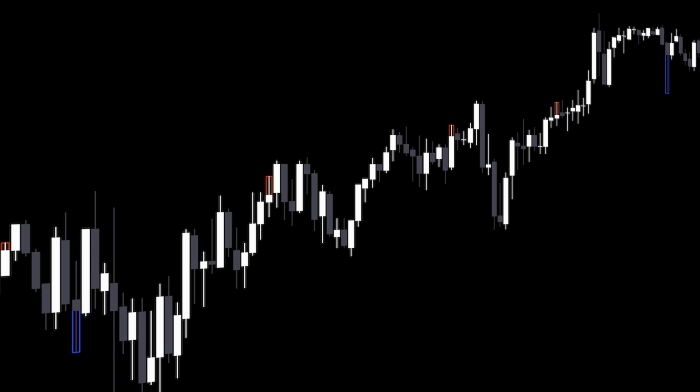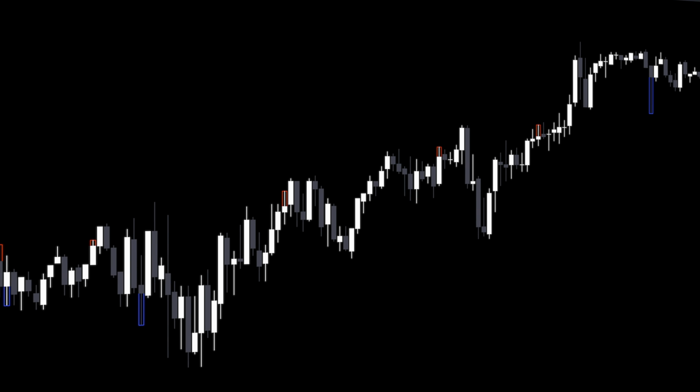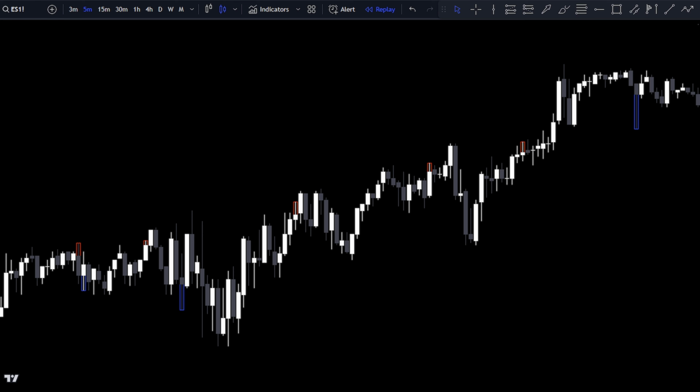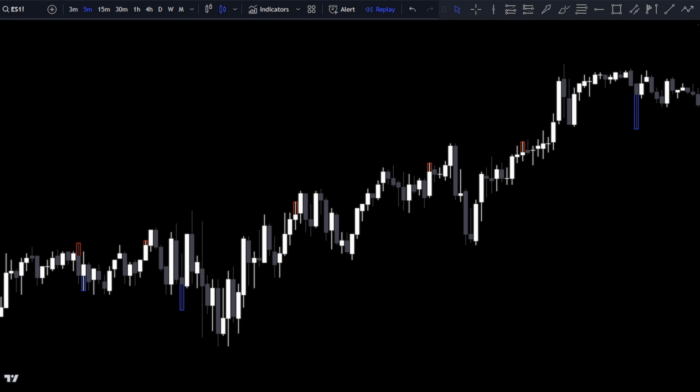Now that we understand order blocks, let's move on to another powerful tool in this strategy: liquidity grabs. These highlight areas where significant trading activity occurred in high liquidity zones, often leading to reversals. Bullish liquidity grabs, highlighted in blue, signal potential reversals from demand zones, while bearish liquidity grabs, highlighted in red, indicate reversals from supply zones. Alright, let's add another indicator to our chart.